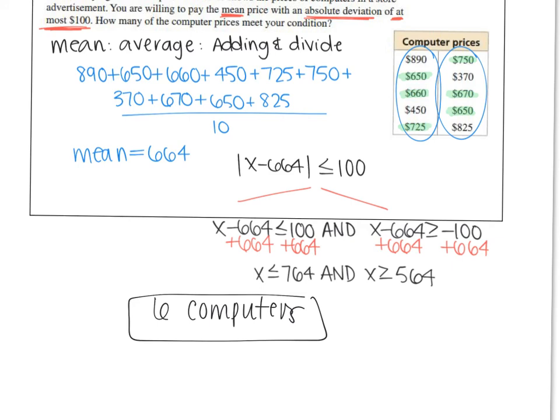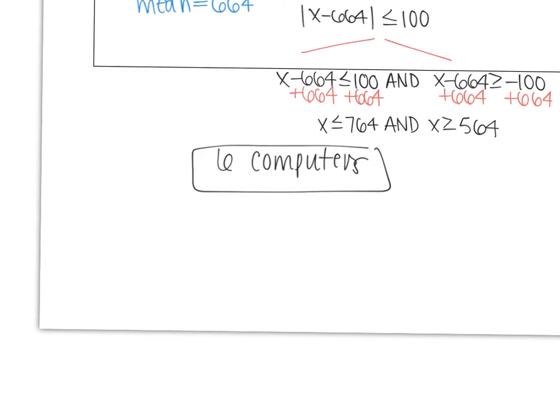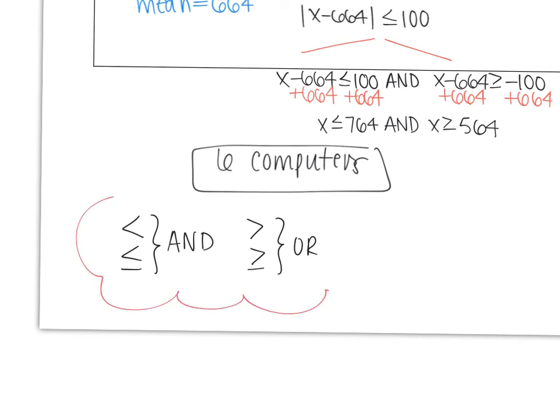The key here with solving absolute value inequalities is making your two separate inequalities and then deciding whether it's going to be and or or based on your symbol. As a reminder, if it's less than or equal to, it's and. If it's greater than or equal to, it's or. Those are your reminders of when to use an and and when to use an or with absolute value inequalities.